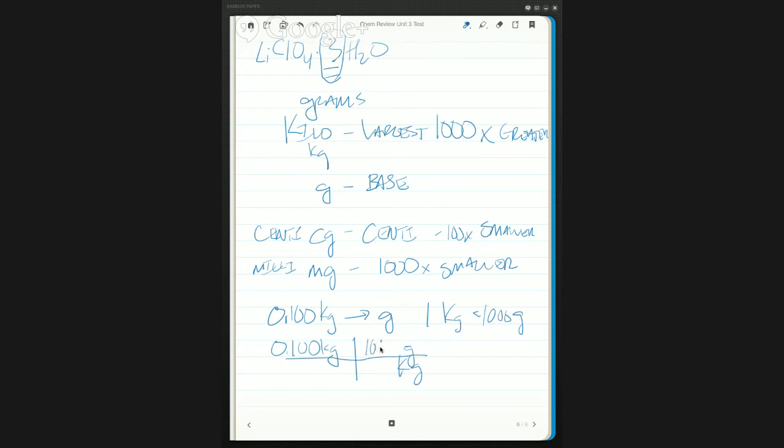So 1,000 here, 1 kilogram here. When I multiply 1,000 times 0.100, I get 100 grams, because the kilograms cancel out. If you are struggling, and even if you're not, I have to be honest, I almost suggest doing this all the time, setting it up.